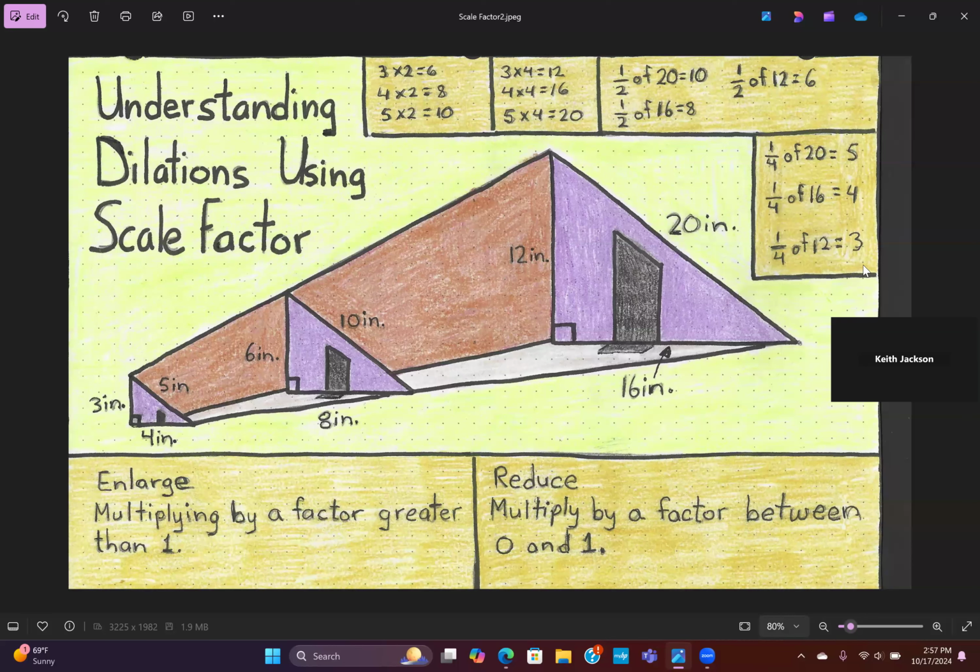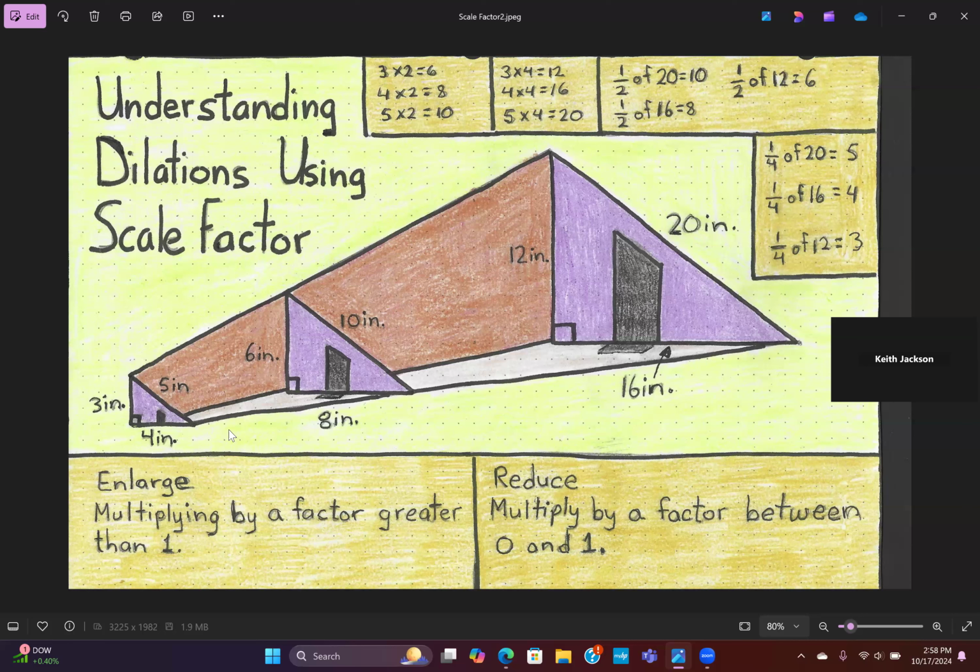Today, we're going to understand the concept of dilation. We're going to dilate an image either by enlarging it or reducing it, just in the case right here of this triangle that you see right here, this 3 by 4 by 5 triangle. When you enlarge an image, you're going to multiply it by a factor that is greater than 1. You can't multiply it by a factor of 1 because it will be that same figure. So it has to be greater than 1. When you reduce the size of a figure, you're going to multiply it by a factor that is between 0 and 1. And we're going to prove to you how that works as we dilate the triangle 3, 4, 5.